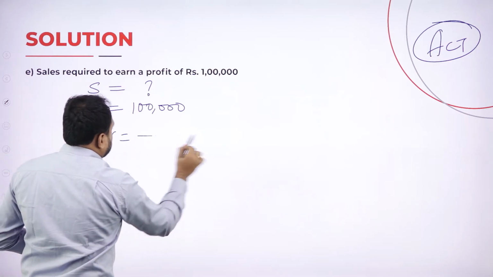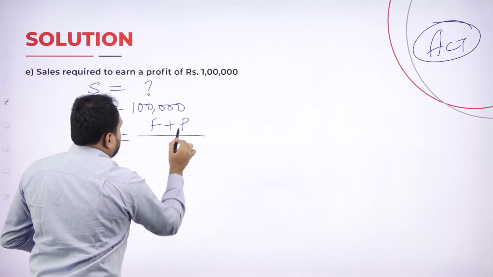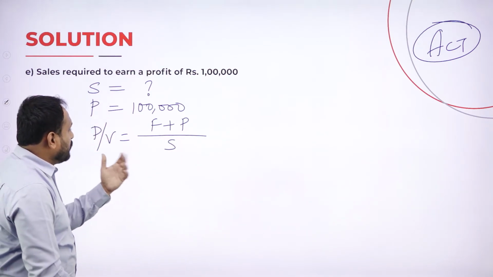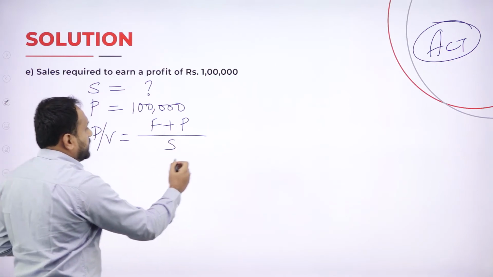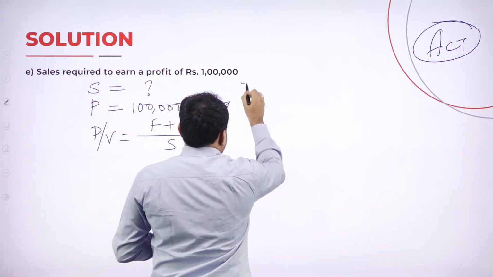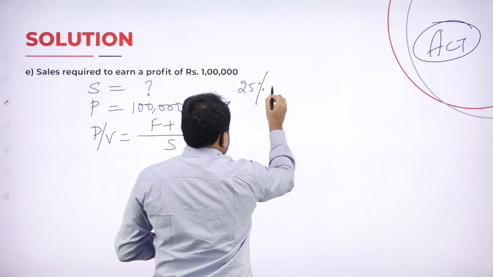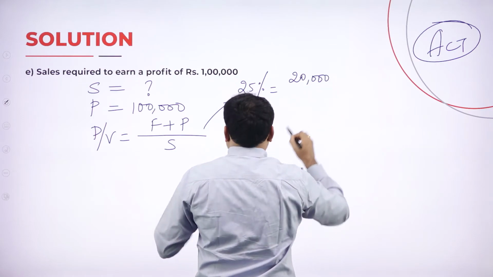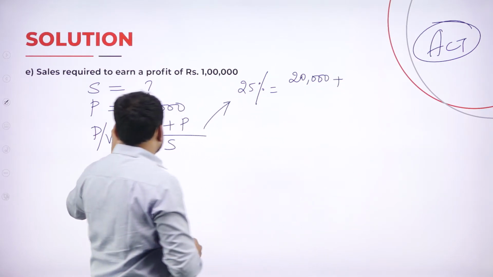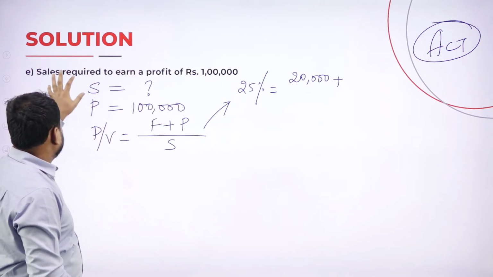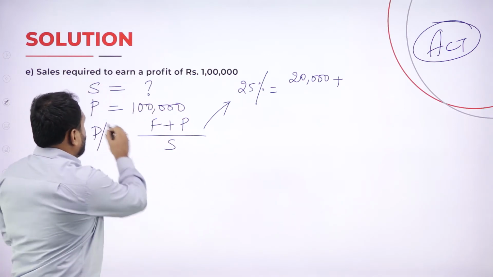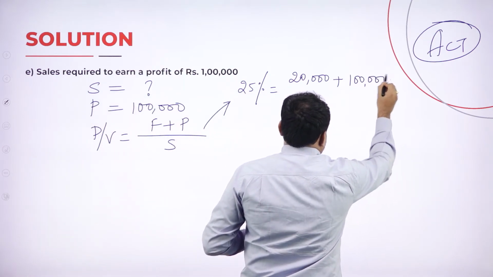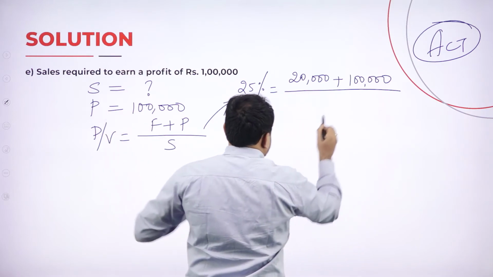PV is equal to F plus P divided by S. So we have PV is equal to F plus P divided by S. Now what is that we are supposed to do is substitute it. Now here we'll substitute. PV is how much? 25% is equal to F is how much? 20,000. We have already calculated fixed cost plus. Now profit is how much in this question E, that is 1 lakh rupees. Now we'll write here 1 lakh divided by S we need to find.